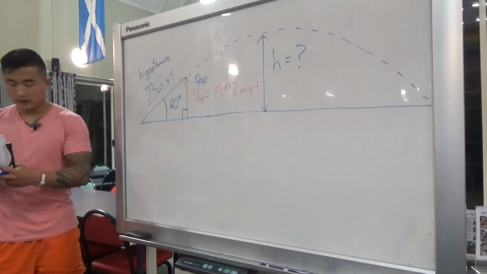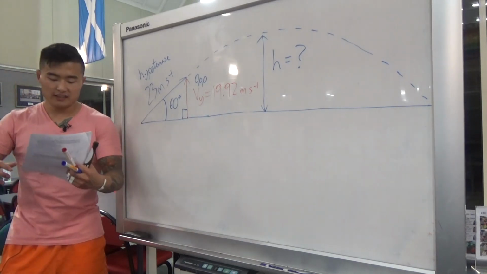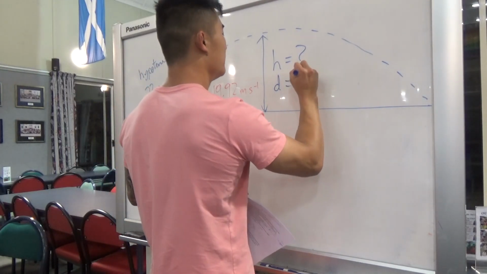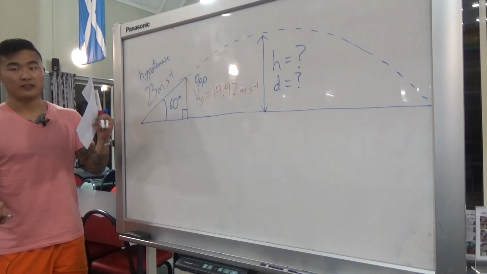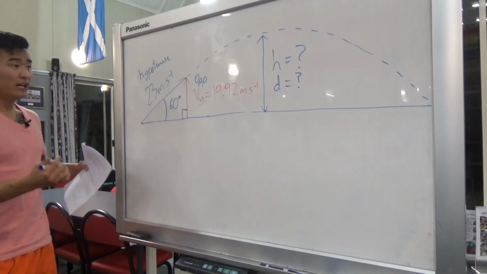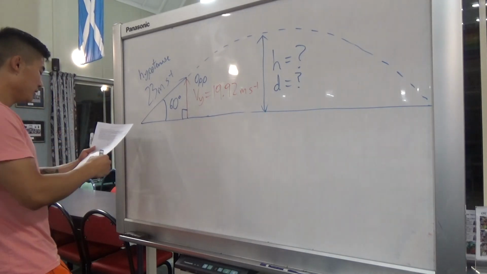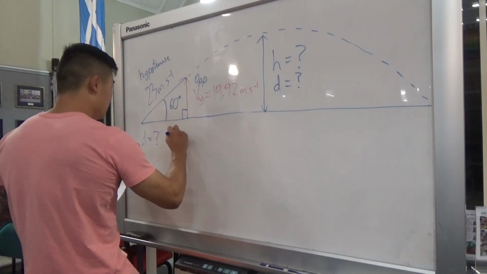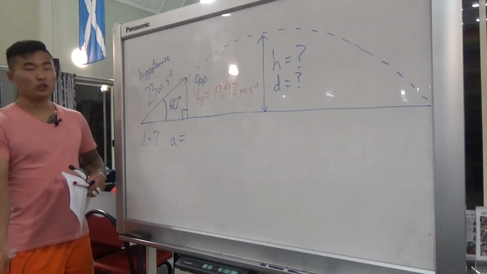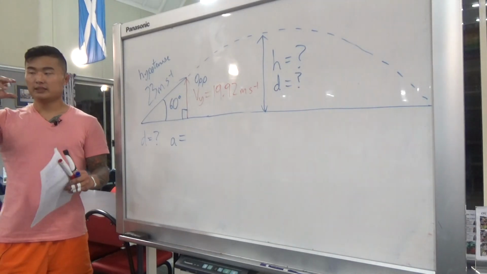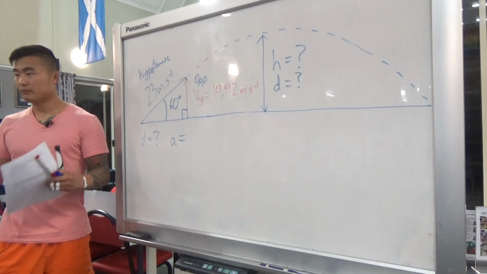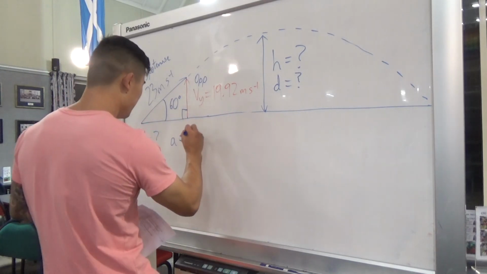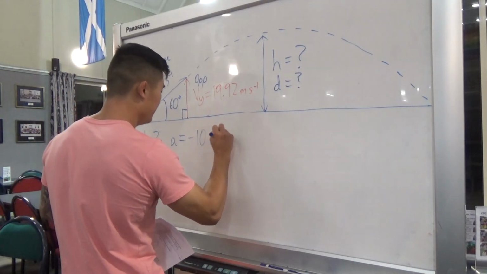Okay, so now we're just interested in the vertical component, right? So we can now call this our distance. And from now on, we'll just be thinking in terms of vertical. So our vertical distance is what we're looking for. So D equals question mark. And if you throw a ball straight up in the air, what's the acceleration going to be? Yep, so negative 10, right? Because it's going to be accelerating towards the ground. So our acceleration will be negative 10 meters per second squared.